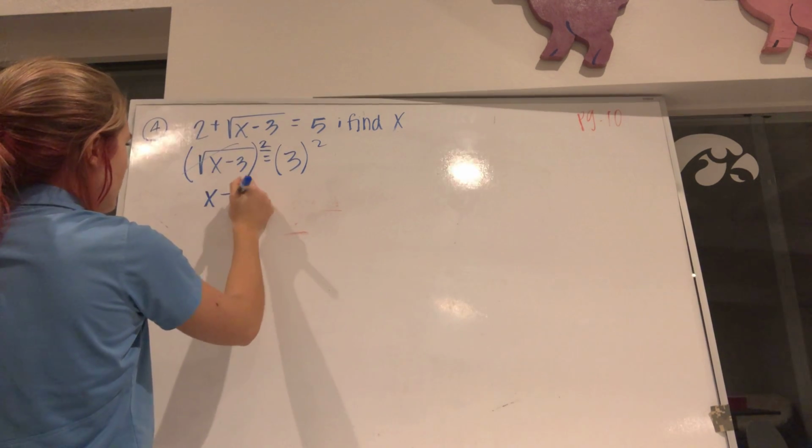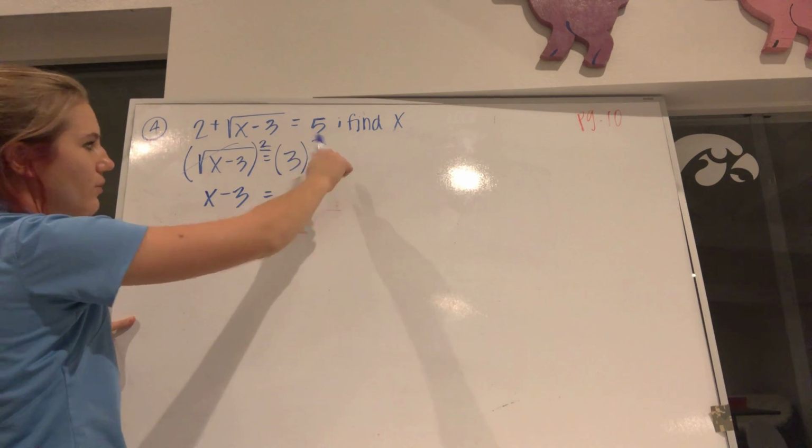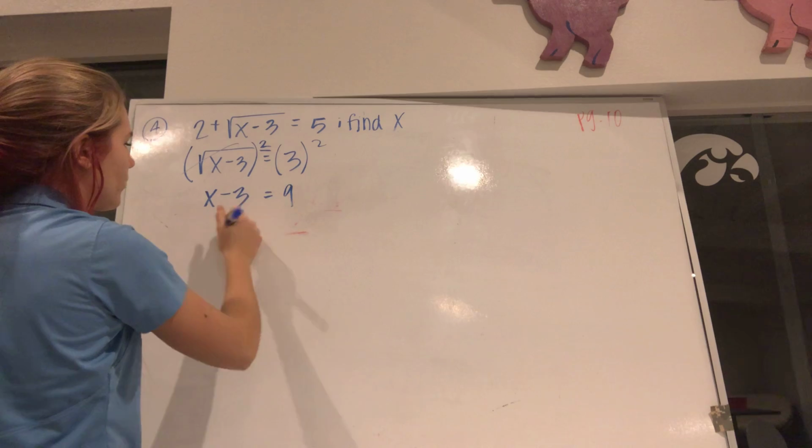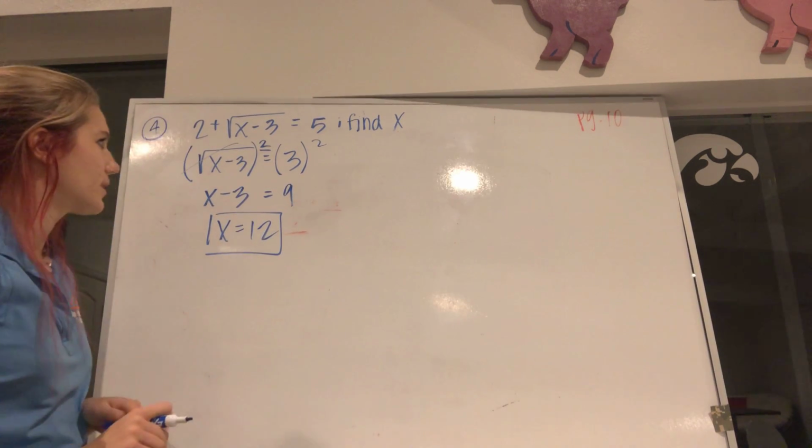So we're left with x minus 3 is equal to 3 to the power of 2, which is 9. Add that 3 over and we're left with x is equal to 12. That's going to be our answer.